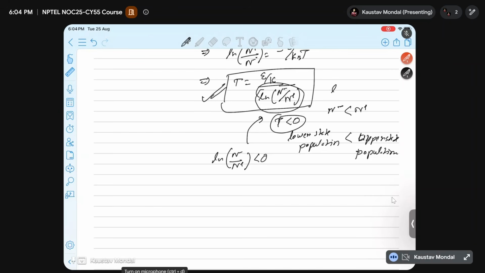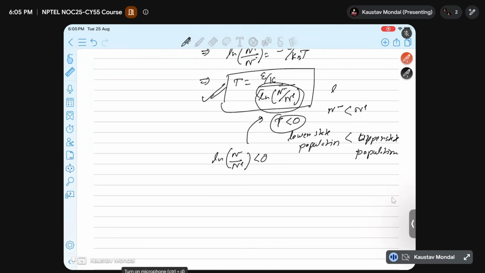So as you can see, if you want to attain a negative temperature, you have to distribute the particles in such a way that the higher excited state has a larger fraction of particles compared to the lower energy state. And theoretically, you can derive all the statistical thermodynamic quantities that we have learned until now for the concept of negative temperature.